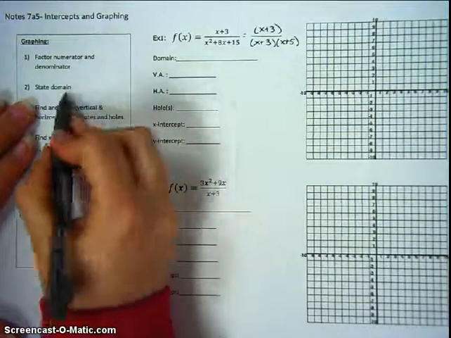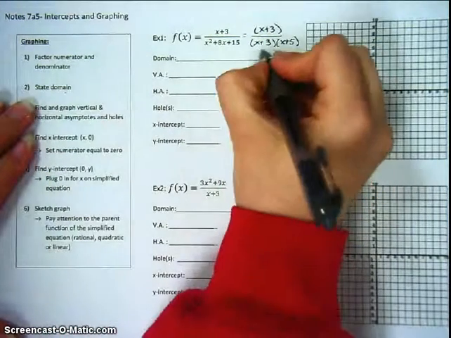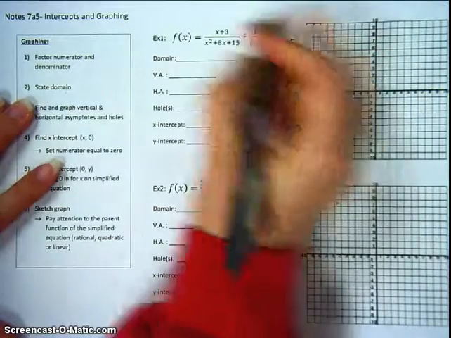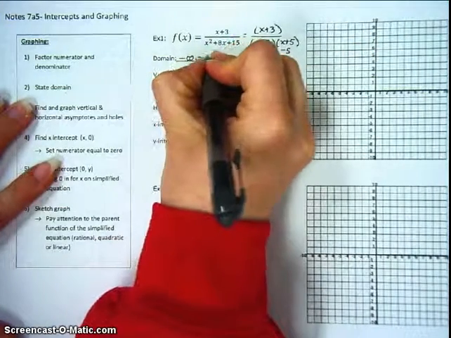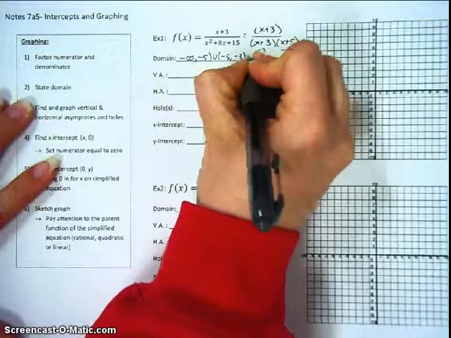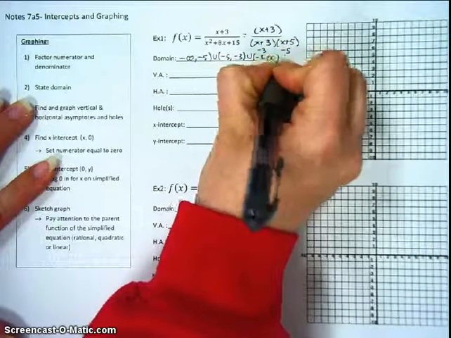Want to state our domain. Things that make my denominator 0 are negative 3 and negative 5. Negative 5 is smaller, so we're going to go negative infinity to negative 5, union negative 5 to negative 3, union negative 3 to infinity.